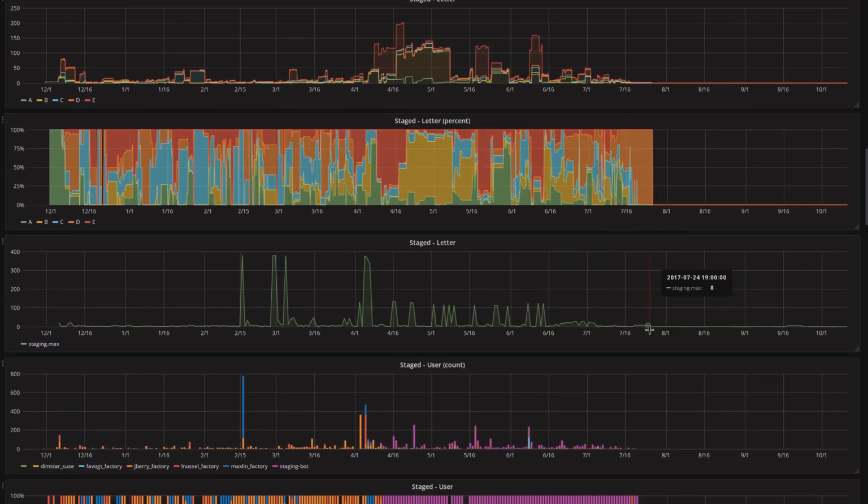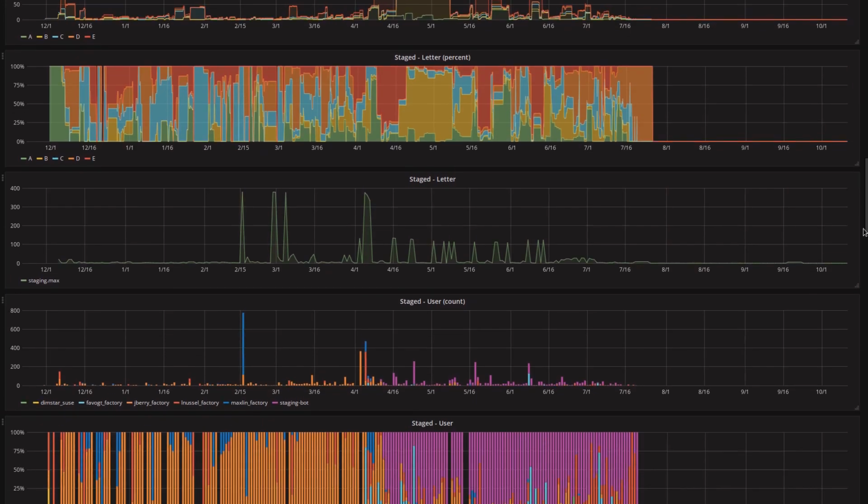This is just a percentage view of that. So again, trying to get a picture of what happened over time, just to see if there's anything of note to pull from these graphs.